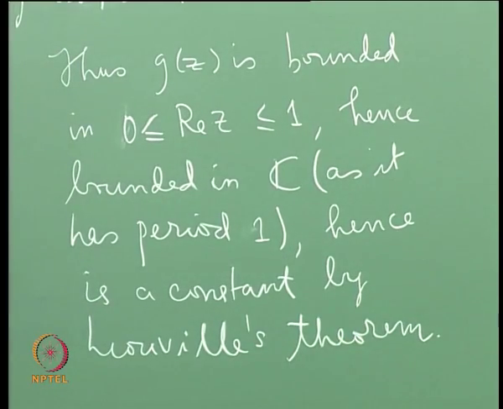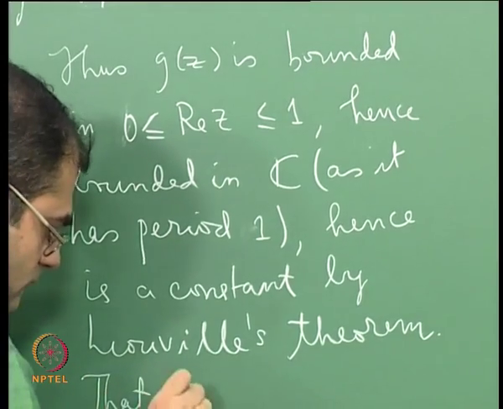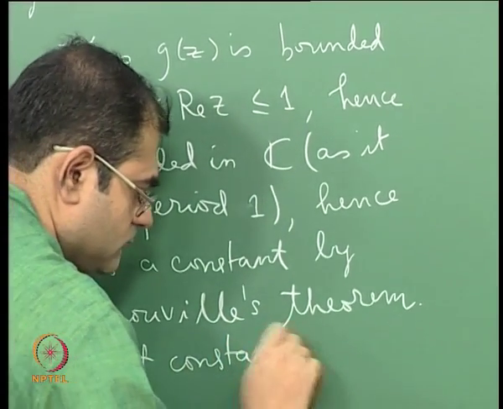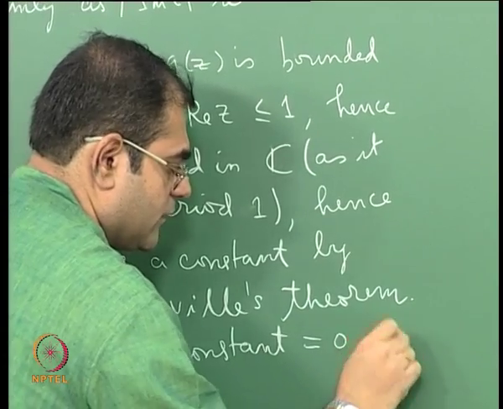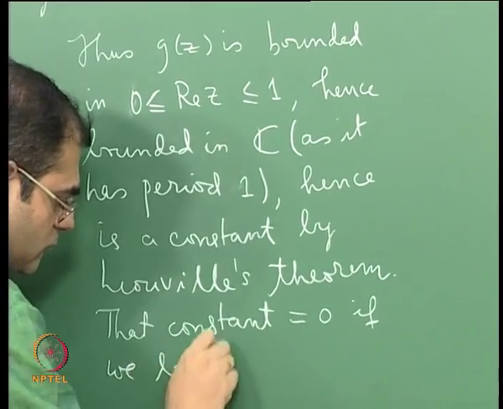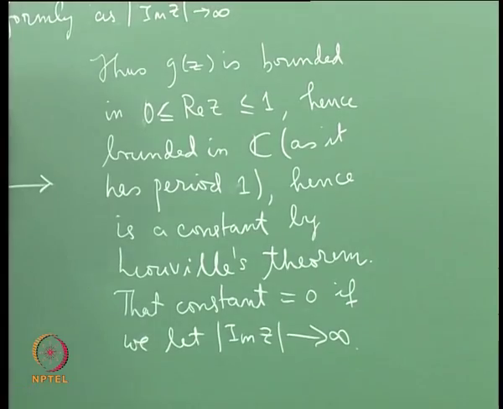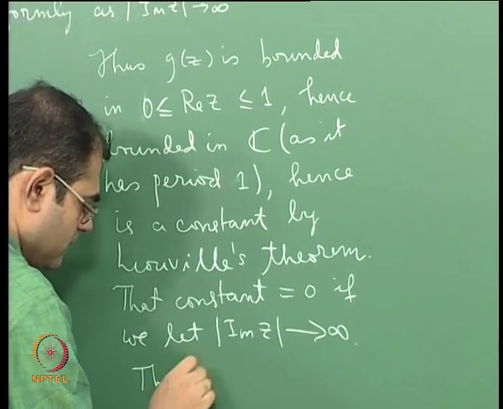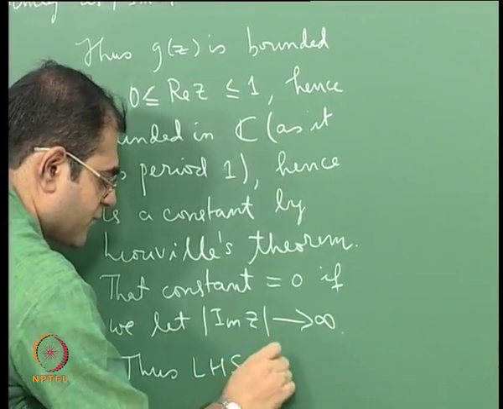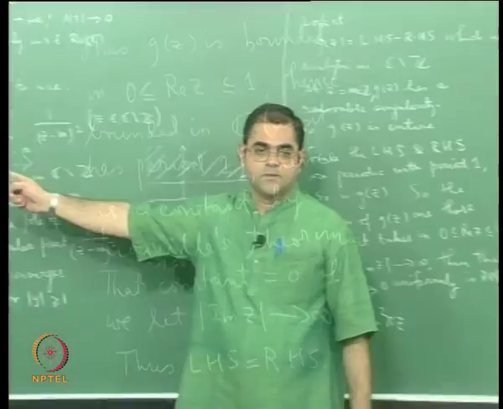Okay, and that constant turns out to be 0 if you let mod y tend to infinity. That constant is equal to 0 if we let the modulus of the imaginary part of z tend to infinity. Thus the left hand side is equal to the right hand side, so that proves this formula, alright.